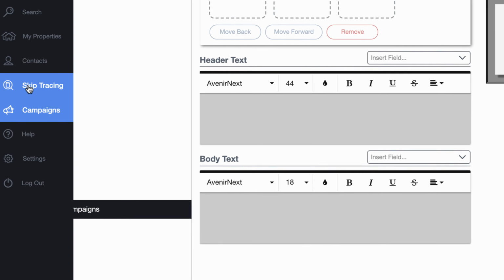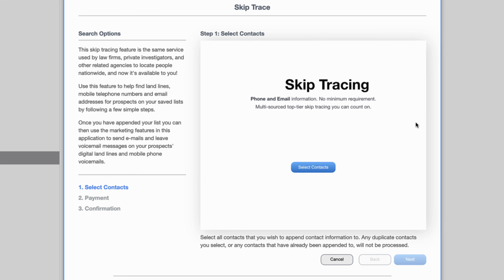If you go over here to skip tracing, PropStream makes it extremely easy to skip trace all of these people from PropStream. And when we say skip tracing, what this means is that it's going to go through whatever list you select, and it's going to take the property owner's first and last name and try to find any phone numbers and email addresses associated with those individuals. Now, keep in mind, if a property owner is an LLC or a trust or something like that, it's not going to work for those. This only works for individuals.